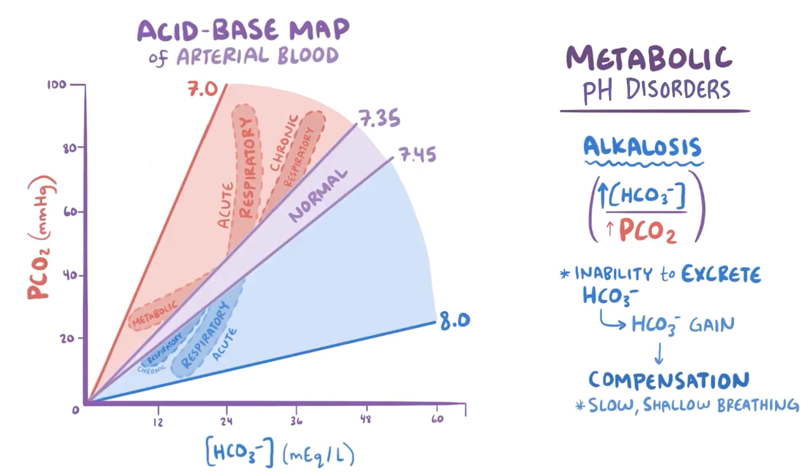So on the map, we can mark the single area of metabolic alkalosis, characterized by pH higher than 7.45, bicarbonate concentration above 26 milliequivalents per liter, and a partial pressure of carbon dioxide above 45 millimeters of mercury. In other words, in metabolic abnormalities, there are no acute and chronic phases, since respiratory compensation starts right away.